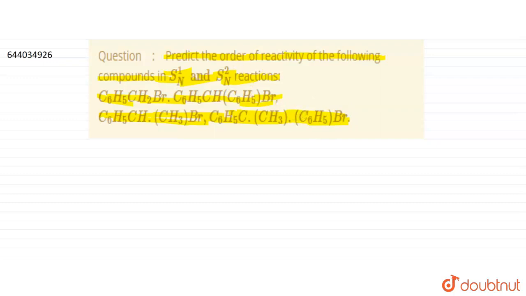So first of all, we have to know that for SN1 reaction, 3-degree alkyl halide is more reactive than 2-degree alkyl halide, and is more reactive than 1-degree alkyl halide. For SN1 reaction, 3-degree alkyl halide is most reactive and 1-degree alkyl halide is least reactive, or we can say it is unreactive. So to give the product by SN1 mechanism, 3-degree alkyl halide will be most reactive.